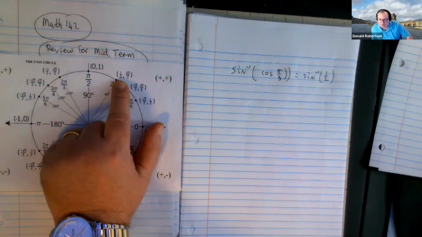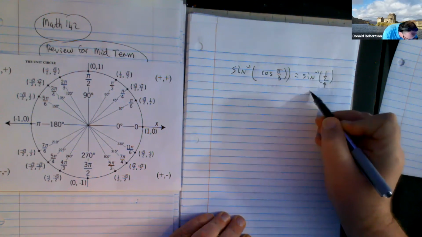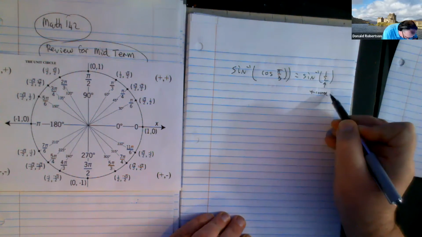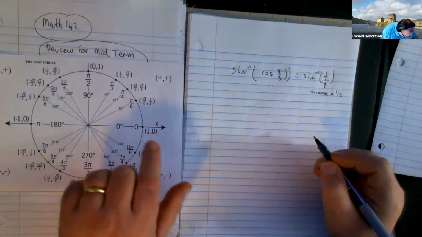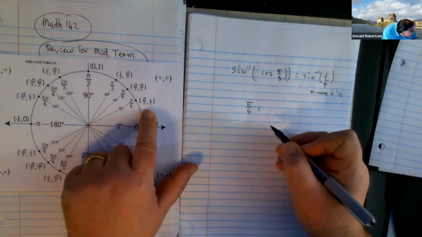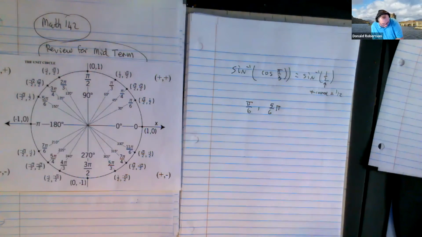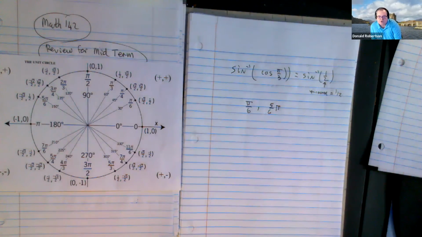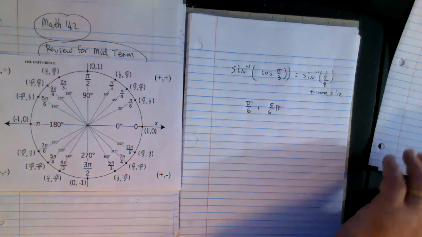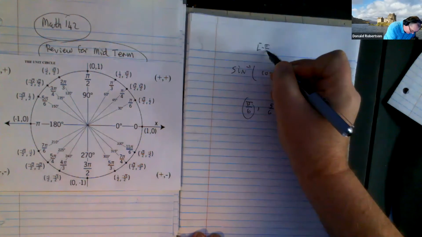Now, what angle has a sine equal to a half? So I'm looking for a y coordinate of a half. When I look at it, the answers I get are pi upon 6, and there's another one over here, 5/6 pi. Which of those two do you choose as the correct answer? Pi over 6, and the reason is because it has to be in that range.